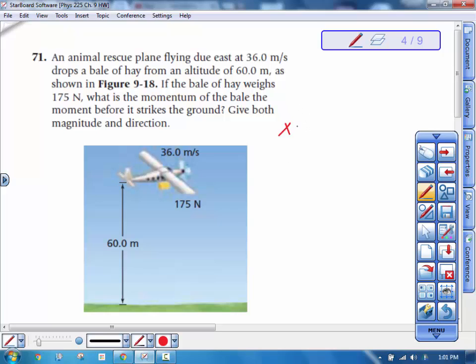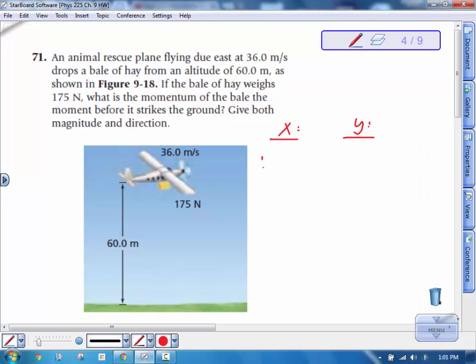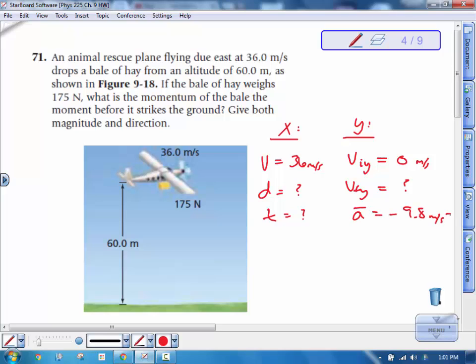Let's set up the x and the y information again, like we did in Unit 1. In the x, we have a speed of 36 meters per second. That's going to stay consistent. I don't care about the distance and the time for that direction. Let's move to the y direction. In the y, we have an initial y velocity of 0 meters per second. The final velocity in the y is what we're looking for. The acceleration is negative 9.8 meters per second squared. The initial distance is 60, and the final distance would be 0.